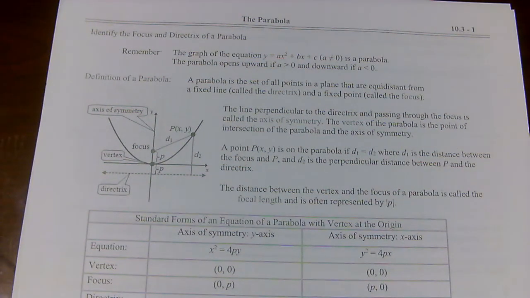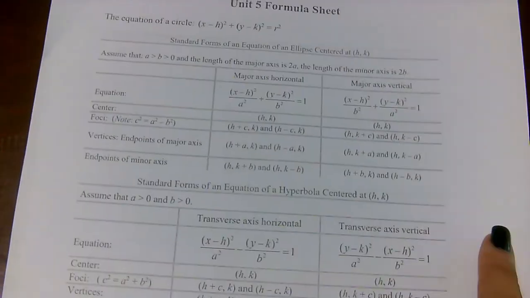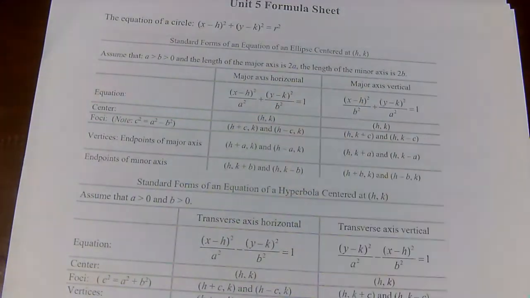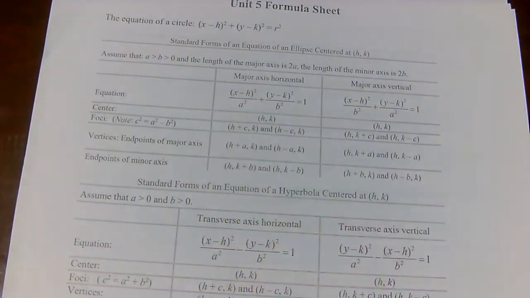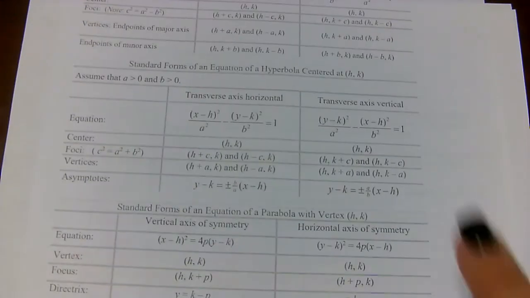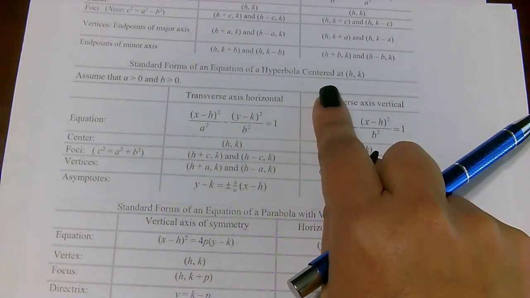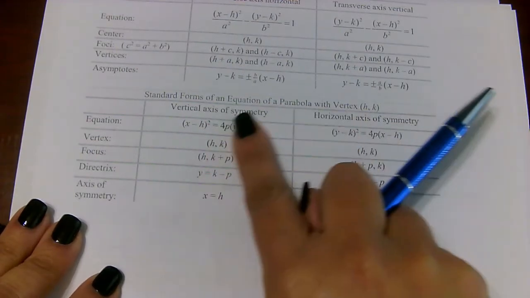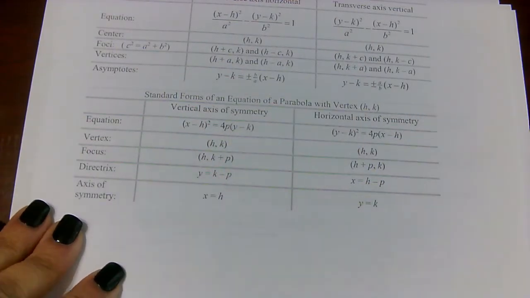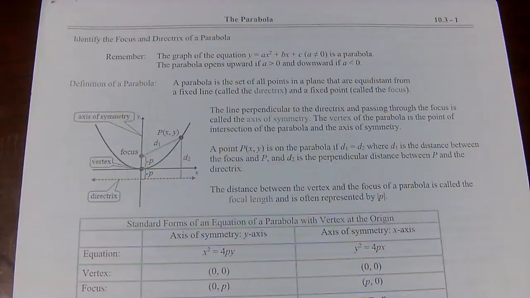In this video, we'll be covering section 10.3 on the parabola. Make sure to have your Unit 5 formula sheet. Remember, the part over the circle and the ellipse was 10.1. The hyperbola section was 10.2, and now we'll be working with this set of equations in 10.3.